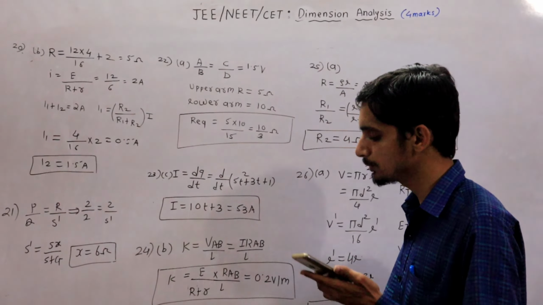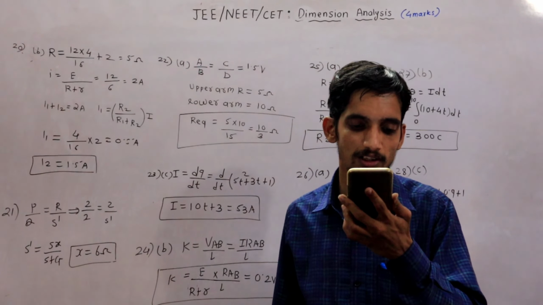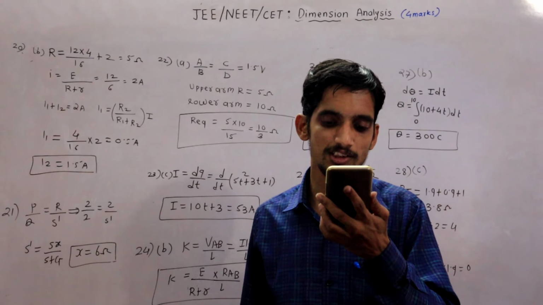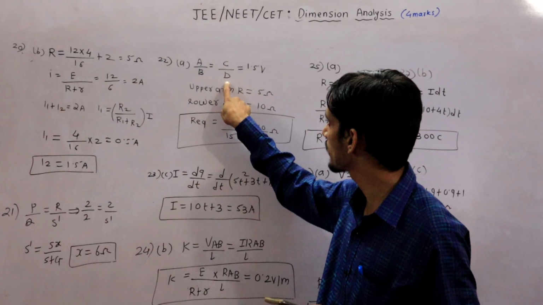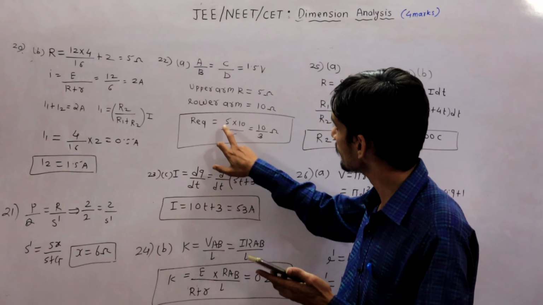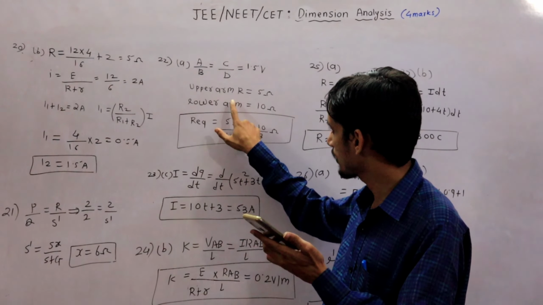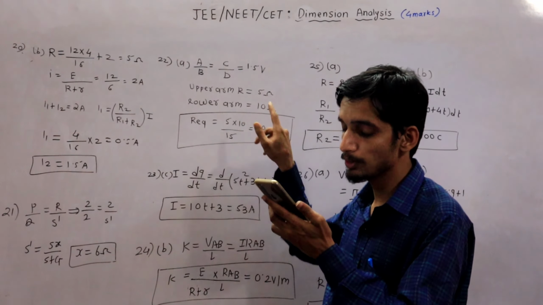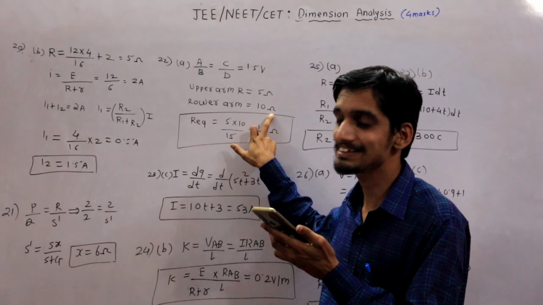Then question number 22. Four resistances are connected as shown in the figure. The equivalent resistance between P and Q is? Now listen here, A by B is equal to C by D is equal to 1.5. The upper arm resistance is 5 ohm because 3 and 2 are in series. What is the lower arm resistance? 4 plus 6, 10 ohm.